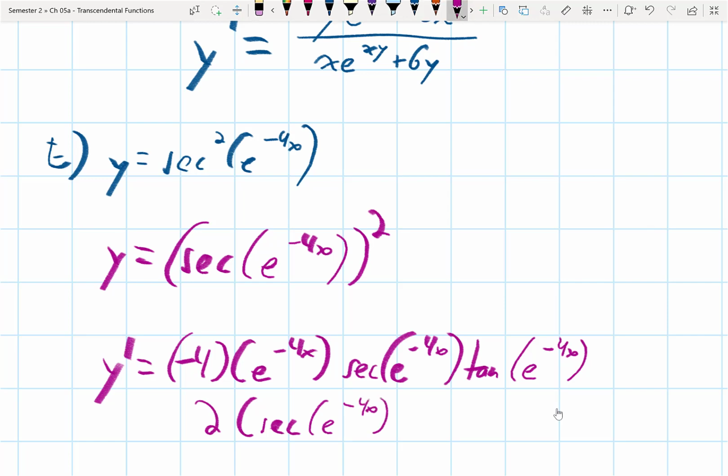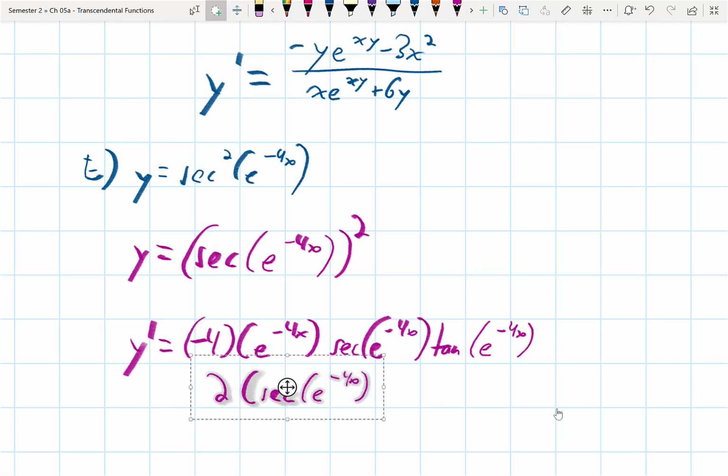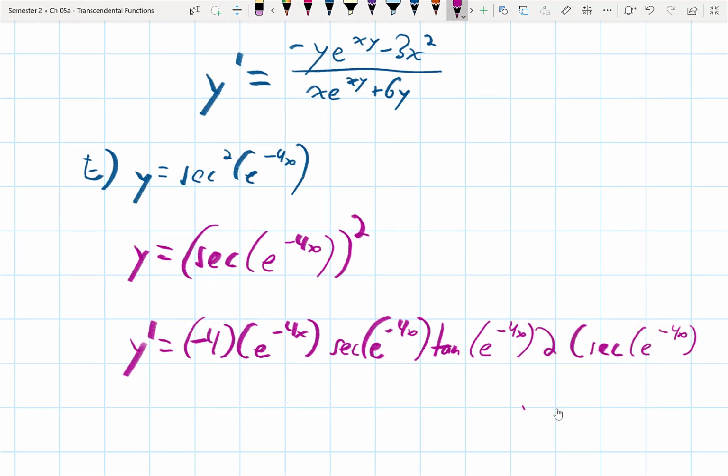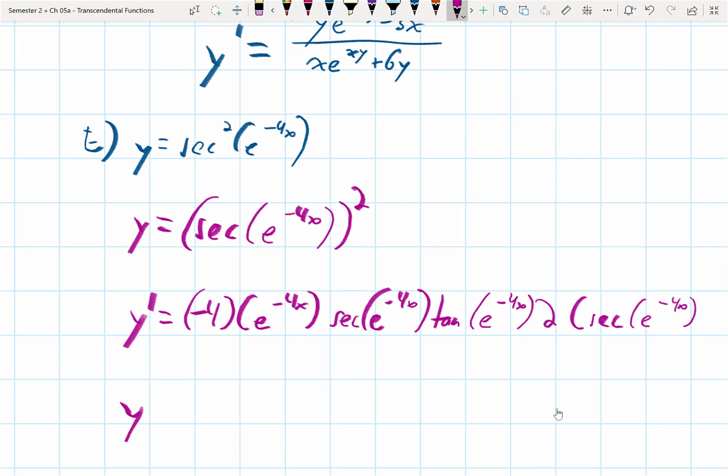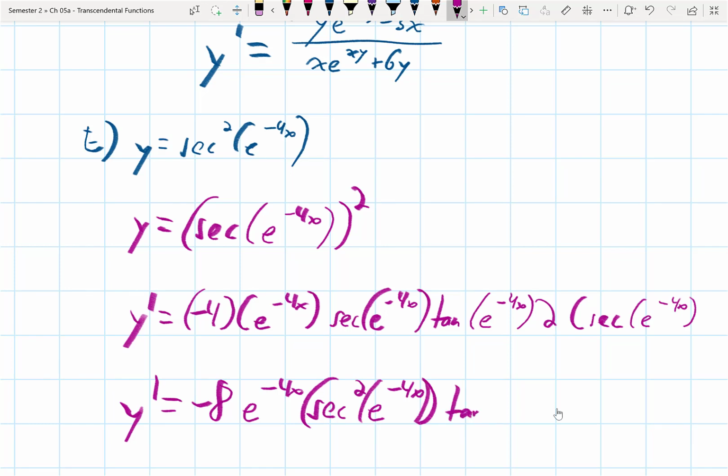So if I keep track of all of this, I have a lot of factors, but I can't really do a whole lot with them. The only way I can actually bring them together is to bring the negative 4 and the 2 together as negative 8, e to the negative 4x. I have 2 copies of secant, so I can write that as secant squared e to the negative 4x. And I'm going to keep parentheses going, and then tangent of e to the negative 4x. So that's it.